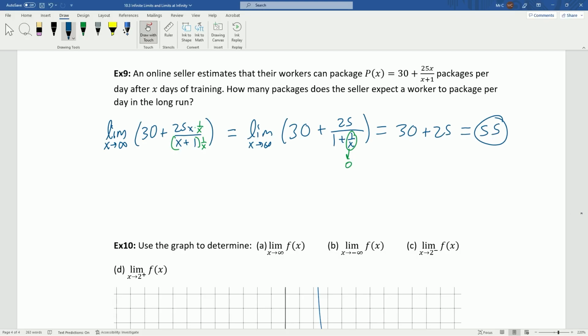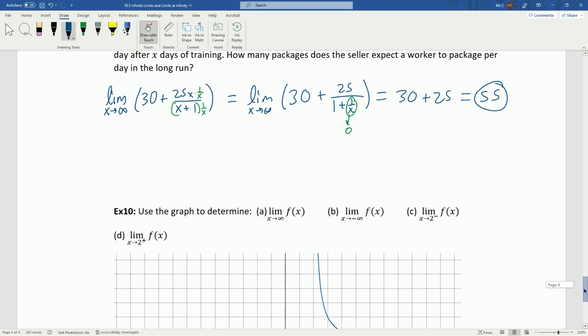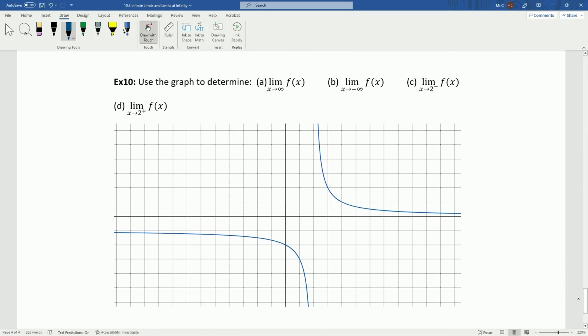Okay, now that that's out of the way, let's wrap this up by taking a look at a graph. So use the graph to determine the limit as x goes to infinity. I find my graph, I trace towards the right, x is going to infinity towards the right. What's the y value approaching? Oh, 0. So this limit is 0. Now the limit as x goes to negative infinity. I find my graph, I trace towards the left. What y value am I approaching? Oh, this y value is negative 1. So this limit is negative 1.